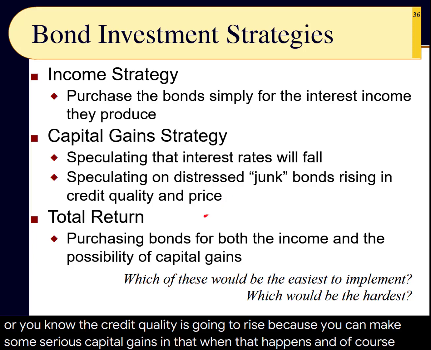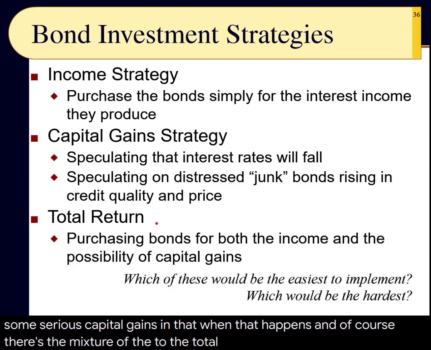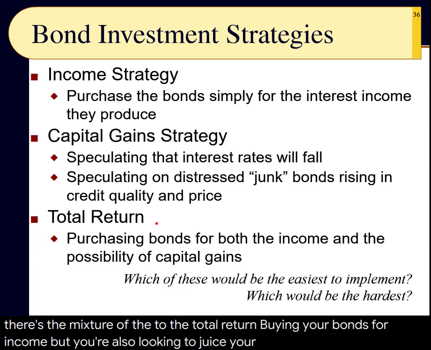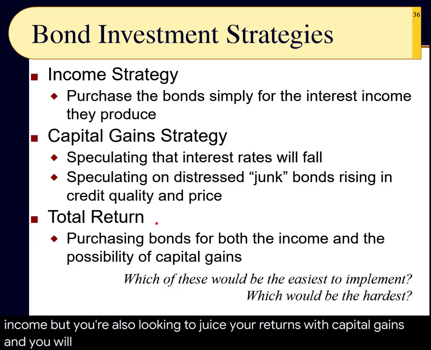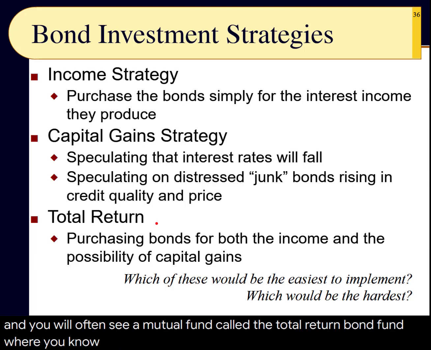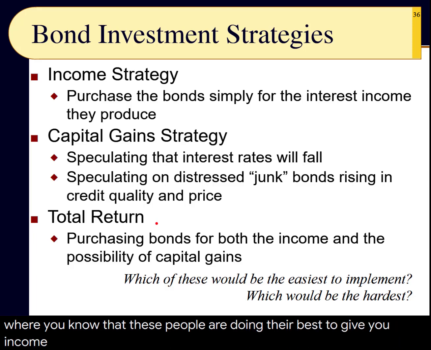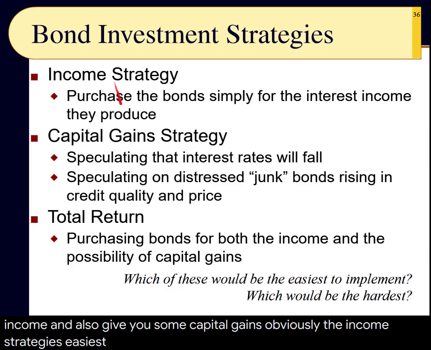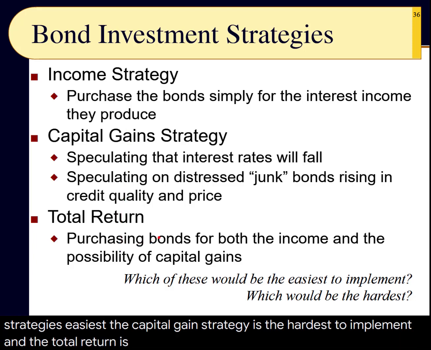And of course, there's the mixture of the two, the total return strategy, where you're buying your bonds for income, but you're also looking to juice your returns with capital gains. And you will often see a mutual fund called the Total Return Bond Fund, where you know that these people are doing their best to give you income and also give you some capital gains. Obviously, the income strategy is the easiest. The capital gain strategy is the hardest to implement, and the total return is somewhere in the middle, depending on your individual situation.